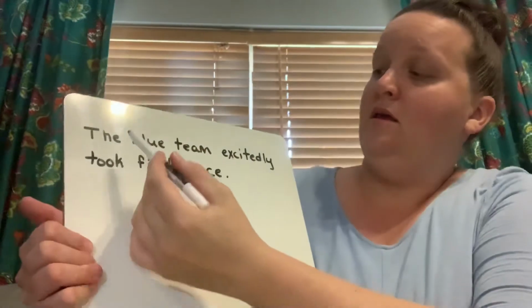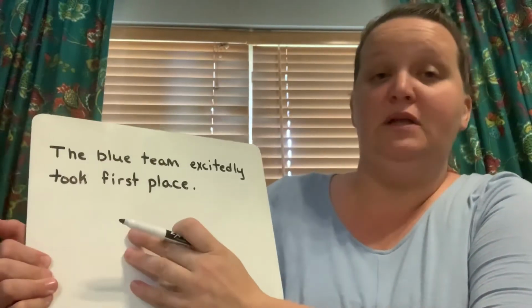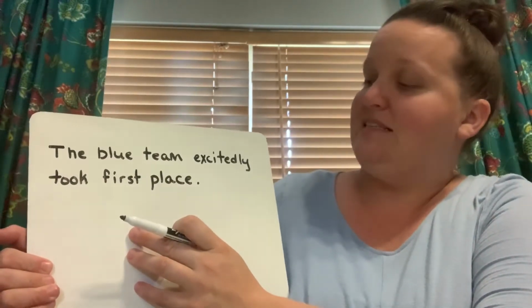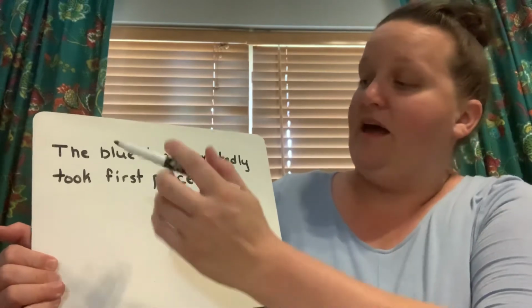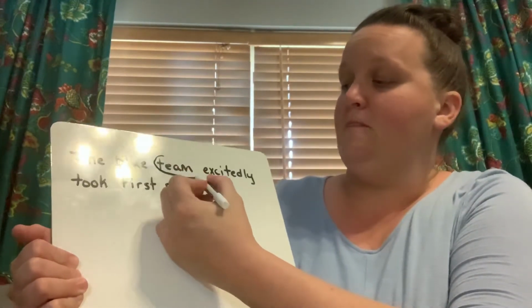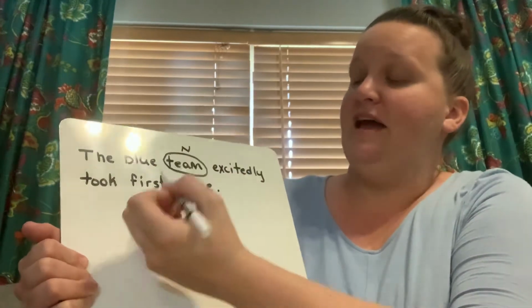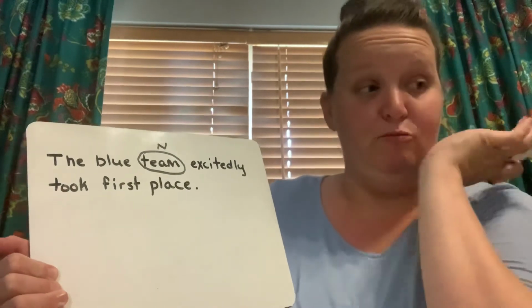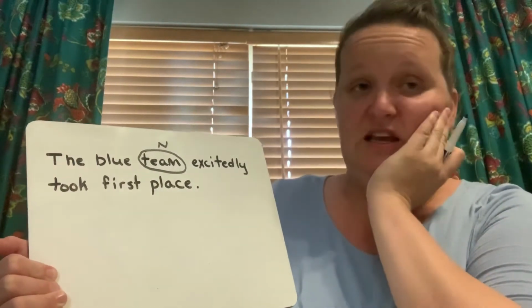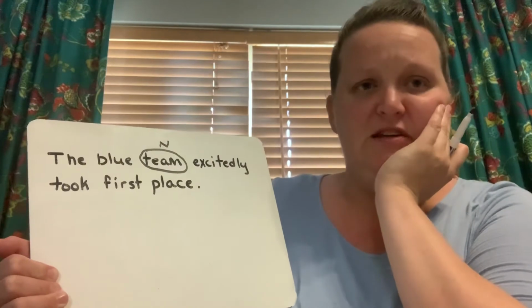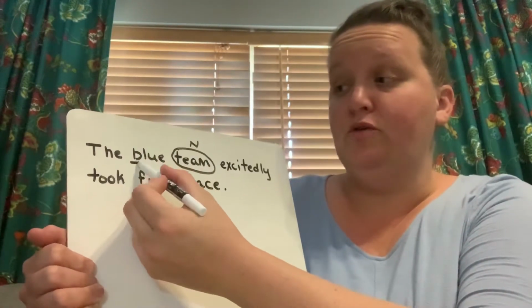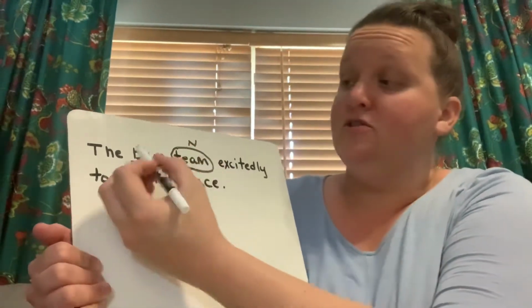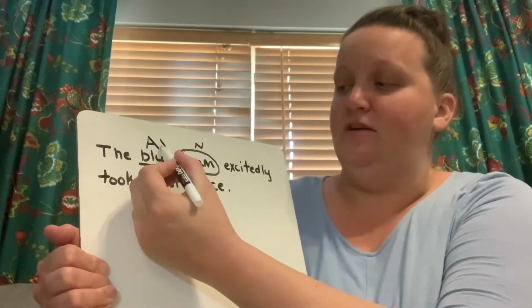Okay? And then I have one more. The blue team excitedly took first place. Okay, so the team, that's a noun. And there's a describing word telling me which team, which one. If I just said the team, somebody might say, well, which one? So I'll say the blue team. That's describing a noun. So that makes that one an adjective.